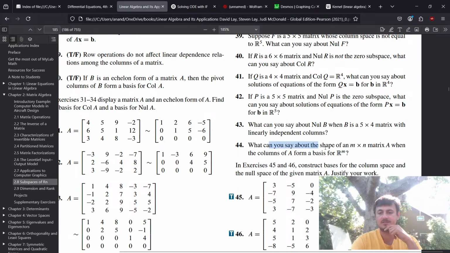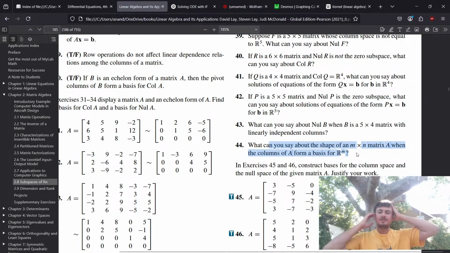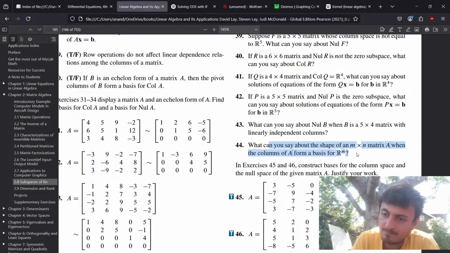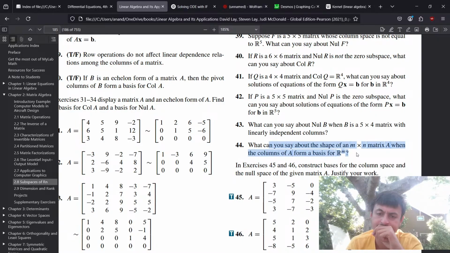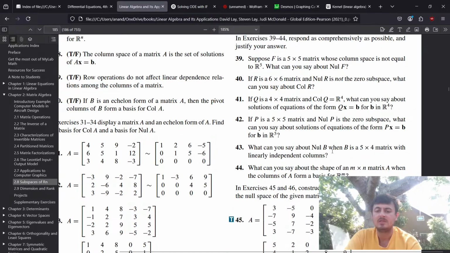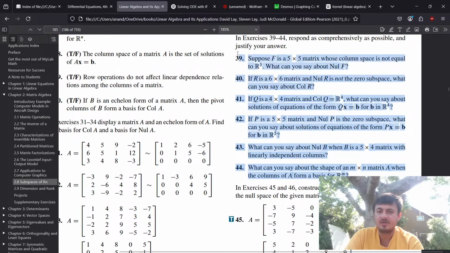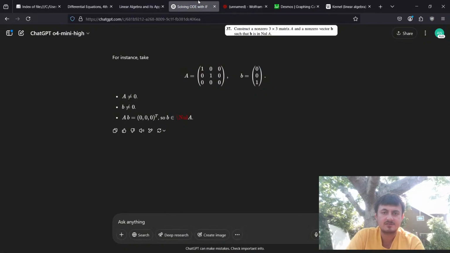And then, what can you say about the shape of an m by n matrix A when the columns of A form a basis for Rm? I think what they just want us to say is that n must be greater than or equal to m. All right, we are just going to copy all of these and verify our answers.